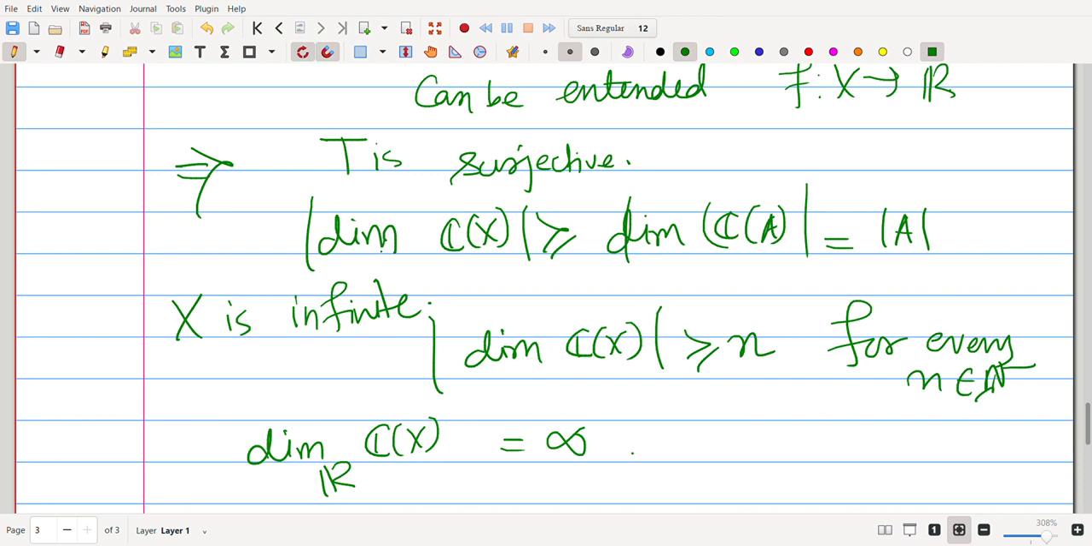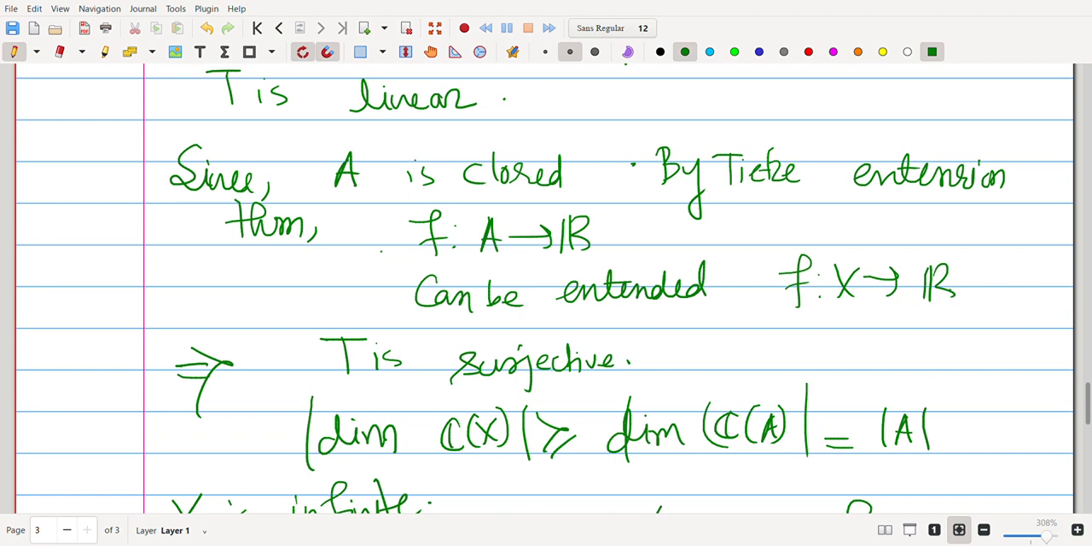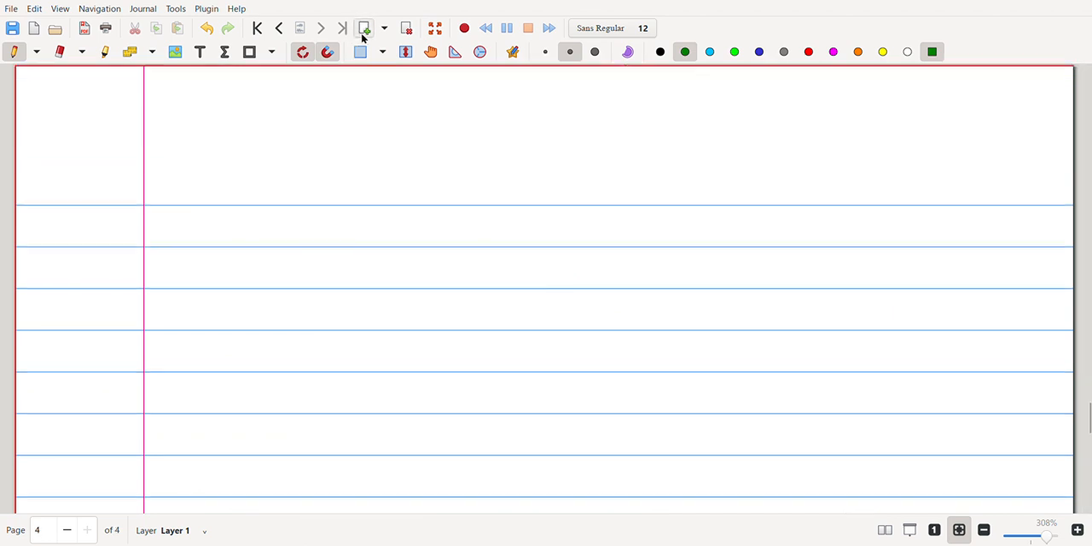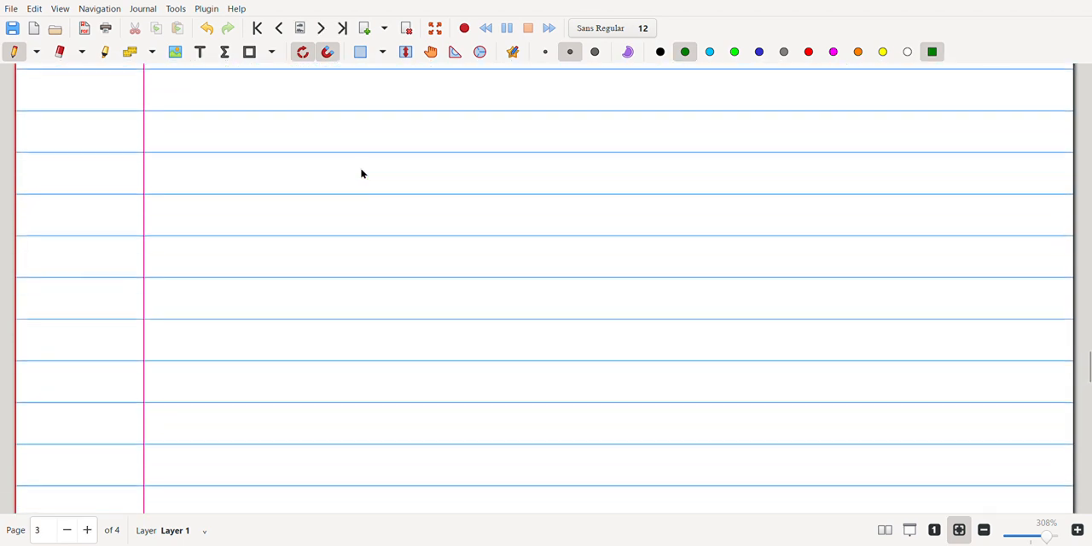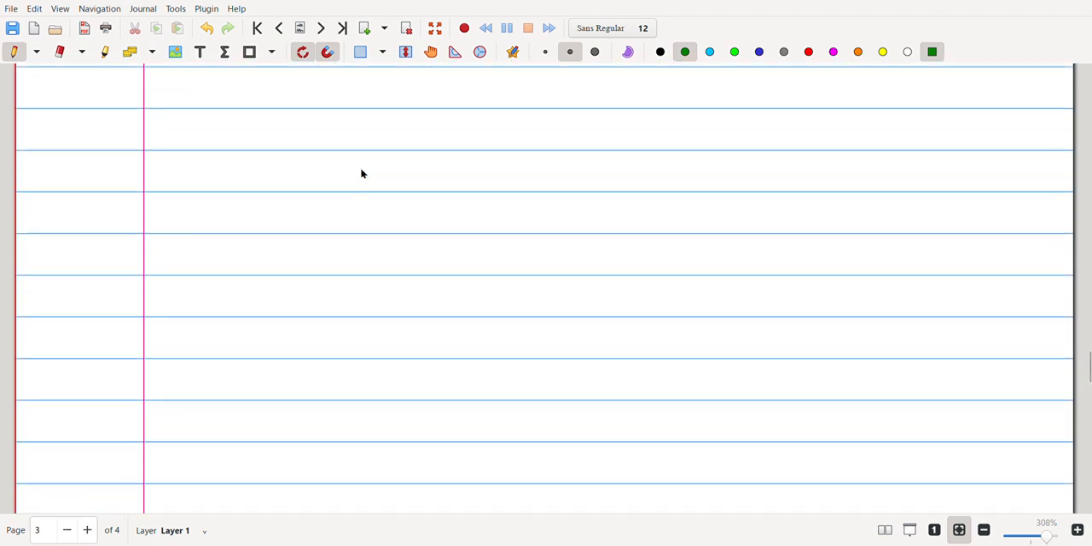So, very nice problem. This is a very strong result, Tietze's extension theorem. You need to use that. Question number 7.